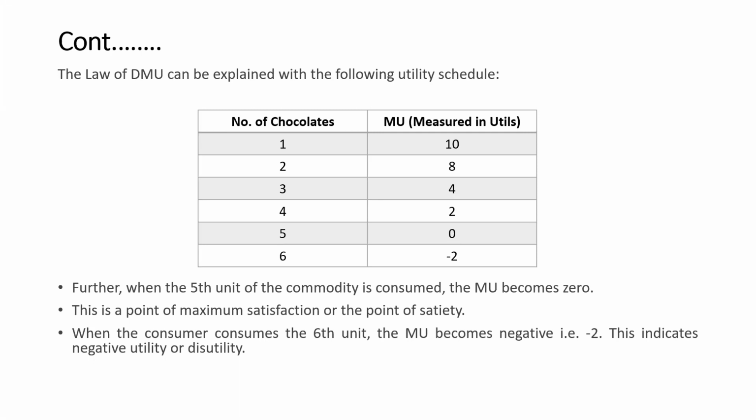The law of diminishing marginal utility states that when the fifth unit of chocolate is consumed by the consumer, the MU becomes 0. This is the point of maximum satisfaction, or the point of satiety, because the consumer is totally satisfied with eating these chocolates. When the consumer goes on consuming the sixth unit, even though he is satisfied, the MU becomes negative, that is -2. This indicates negative utility or disutility.